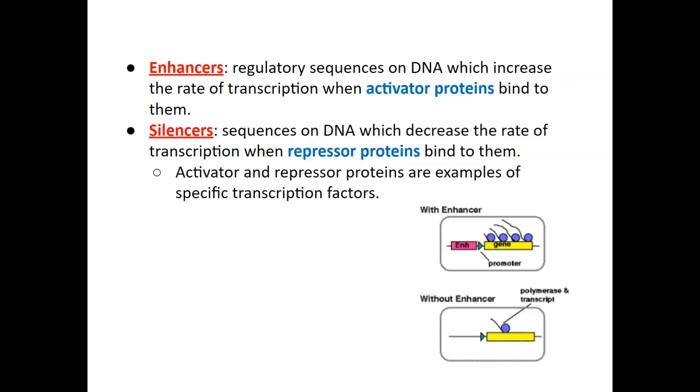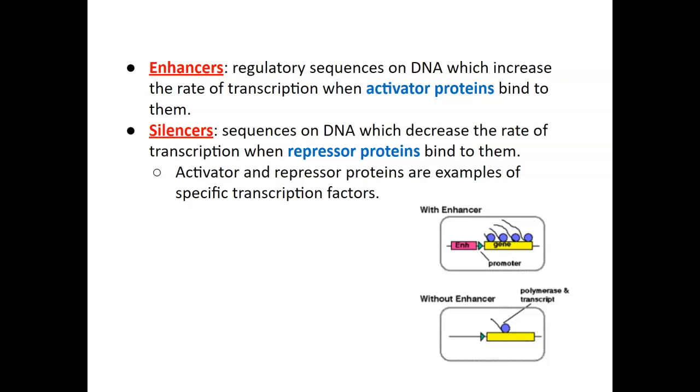Activator and repressor proteins are examples of specific transcription factors that may be needed to turn transcription either on or off, regulating gene expression. Students often get confused with which term is part of the DNA and which term is the actual protein that binds to the DNA. So be really careful when studying these terms.